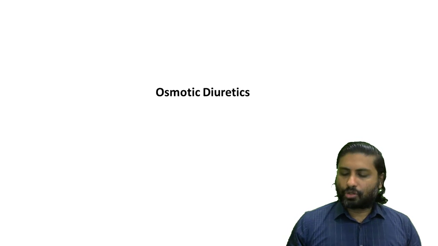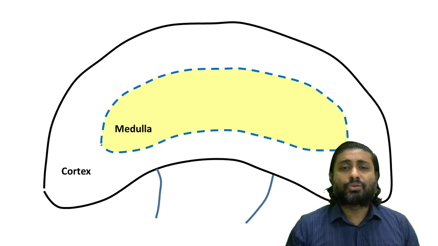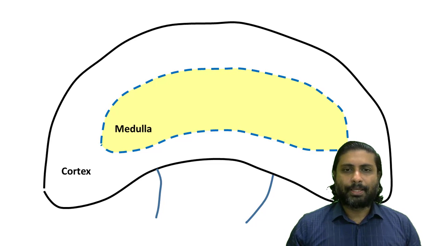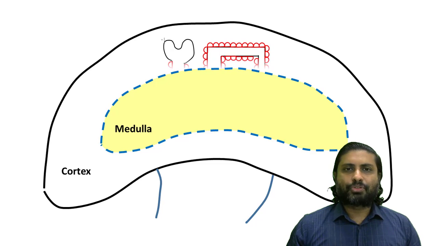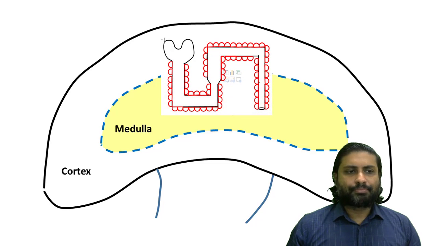Right, finally we come to the osmotic diuretics. This is a rude and crude representation of the kidney, which I have turned to one side. You can see the cortex and the medulla. And now I need you to understand how nephrons are anatomically arranged within the kidney. Now, most nephrons are arranged such that the Bowman's capsule is seen in the cortex. The loop of Henle then descends into the medulla.